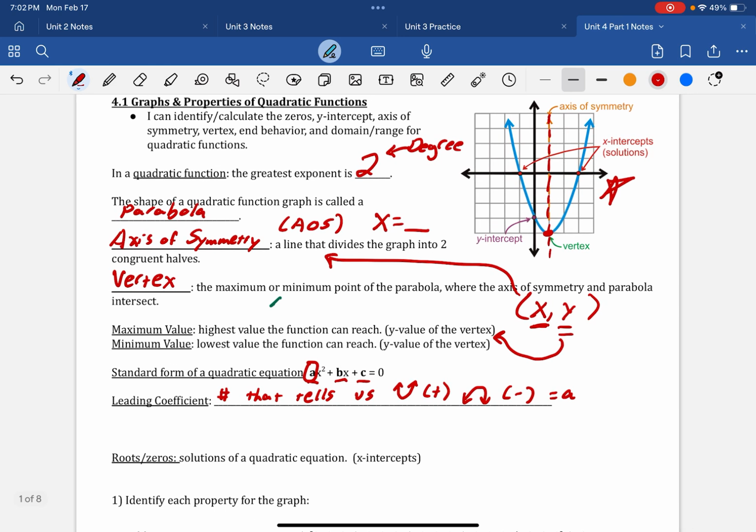And last but not least, we're going to have our zeros. That's how we describe them in Unit 3. But also we're going to start using some other names for it. We can call them roots, we can call them x-intercepts, and we can also call them solutions. These are where our graph hits the x-axis. So all four of those terms, roots, zeros, x-intercepts, and solutions, mean the same thing for what we're going to do with quadratics.